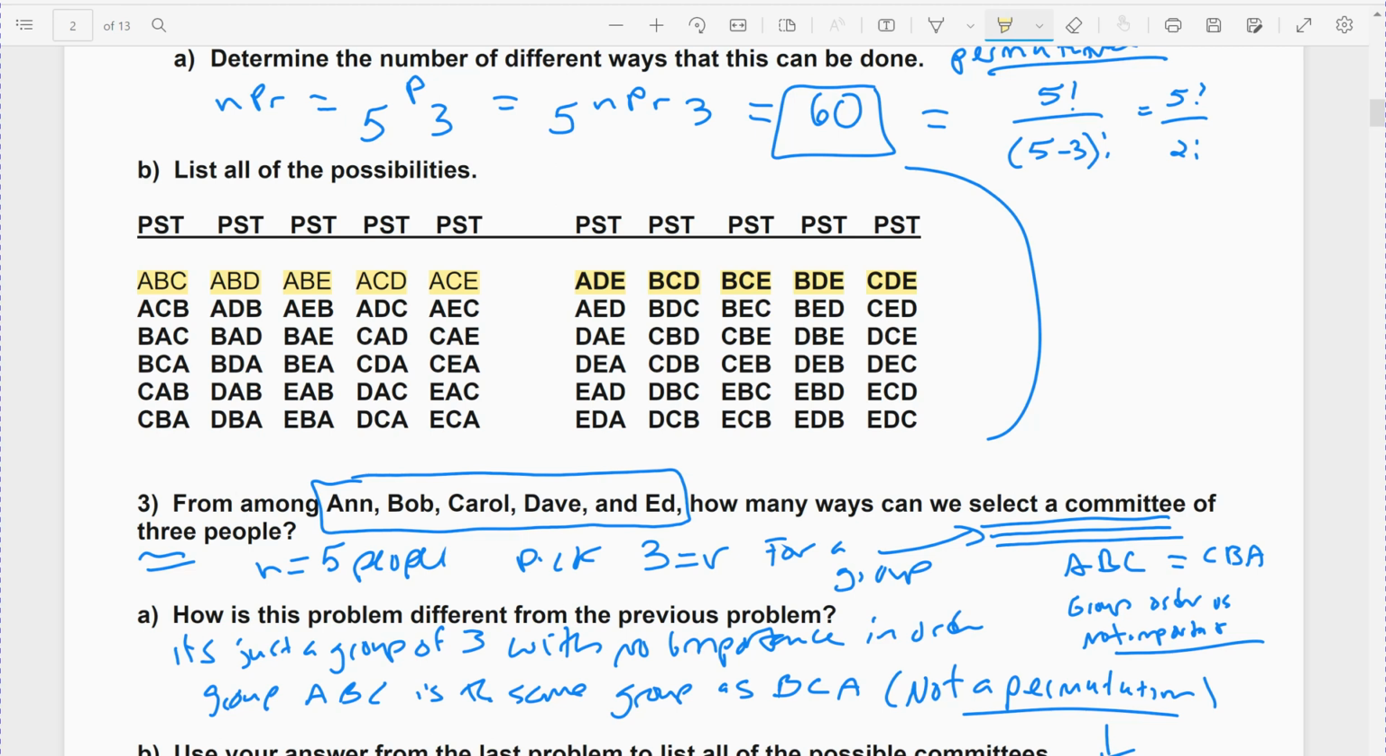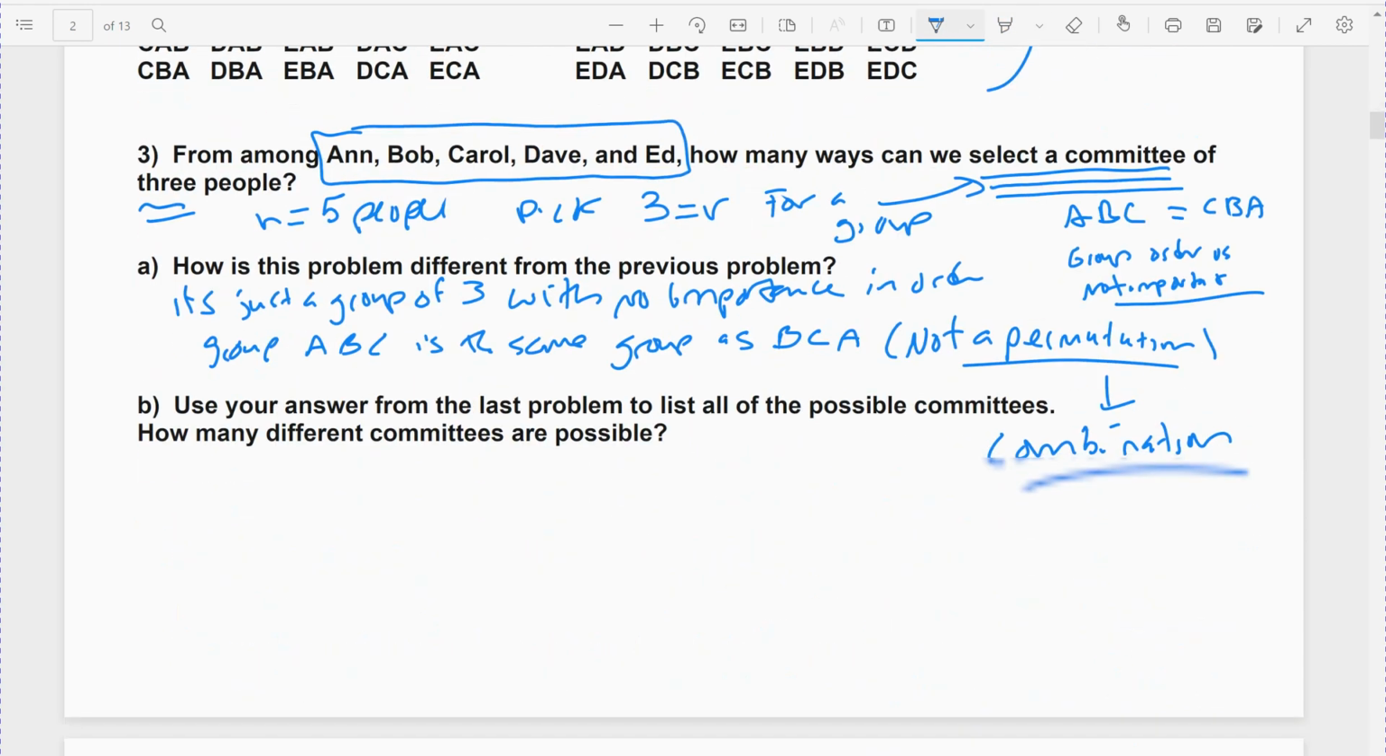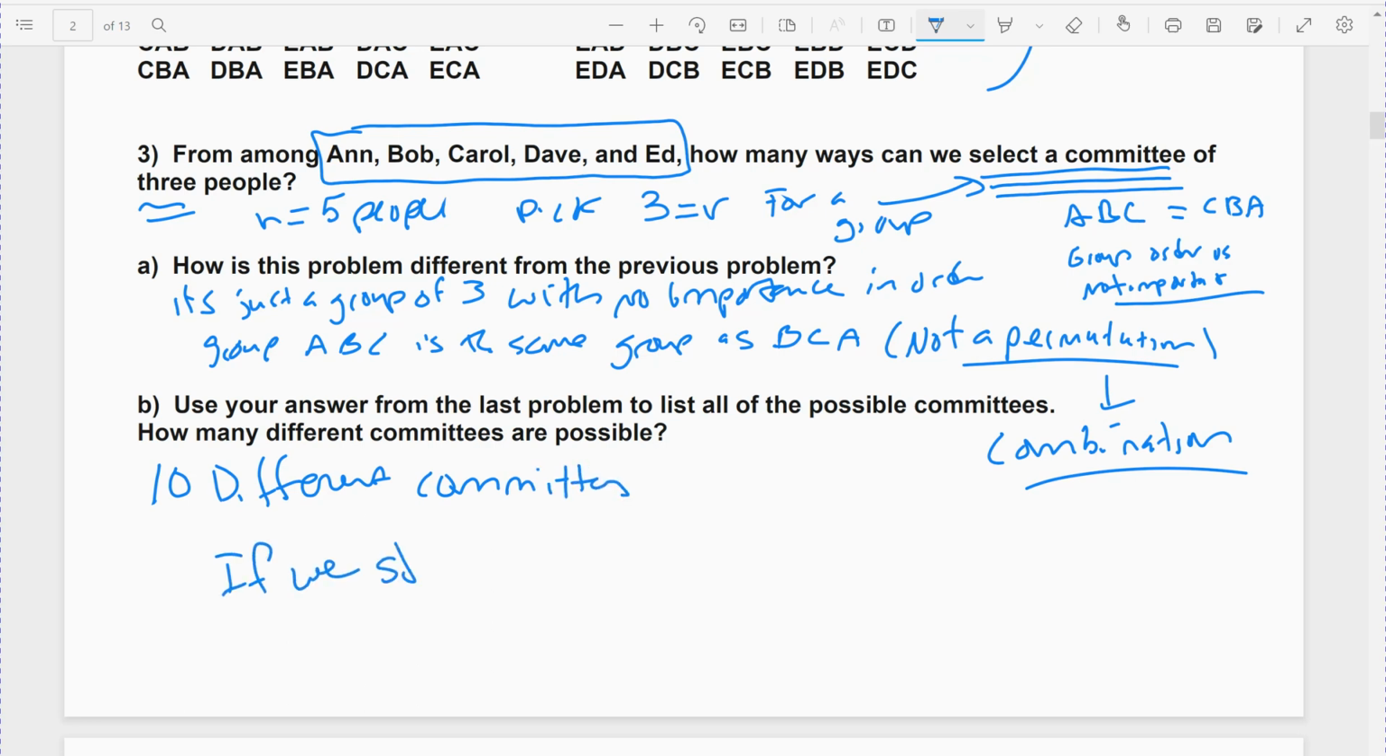And basically, you take away the reordering. All right, I don't care how they're ordered. Those would be the 10 different committees if I started out with 5 people. All right, so if I had 5 people to pick from, there are 10 different committees if we start with 5 people and select 3.